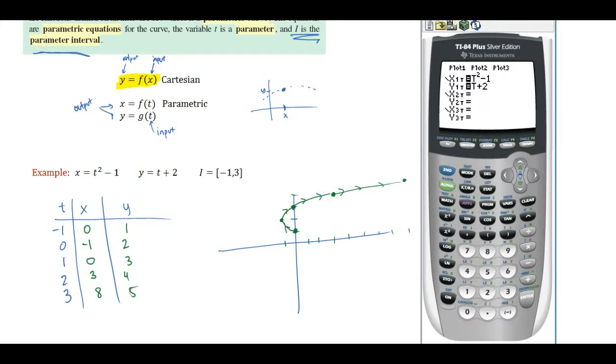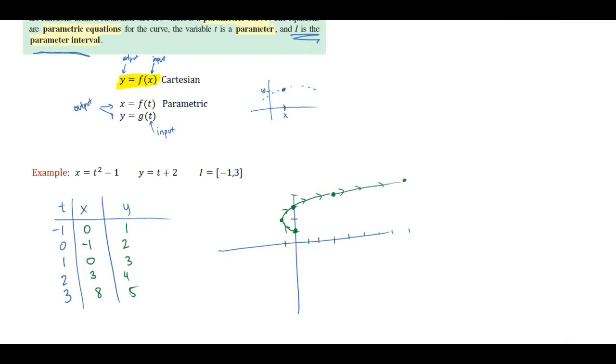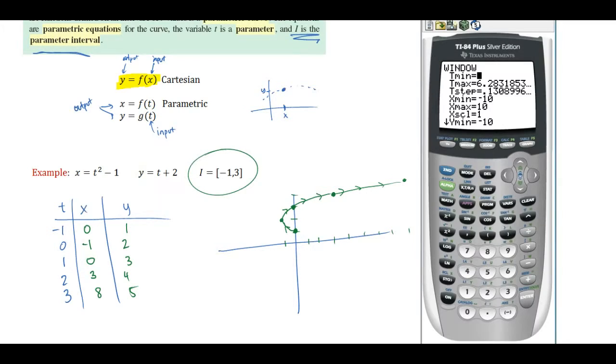Before I graph, I would like to hit my window button, and you can control your window here. The T min and T max are your t values right there. I want my time to go from -1 all the way to 3. And the step, who cares? Pick a small step so it graphs a lot of points. That's just how often you want it to plot a point, say every 0.1 seconds. So I'll change it to 0.1.